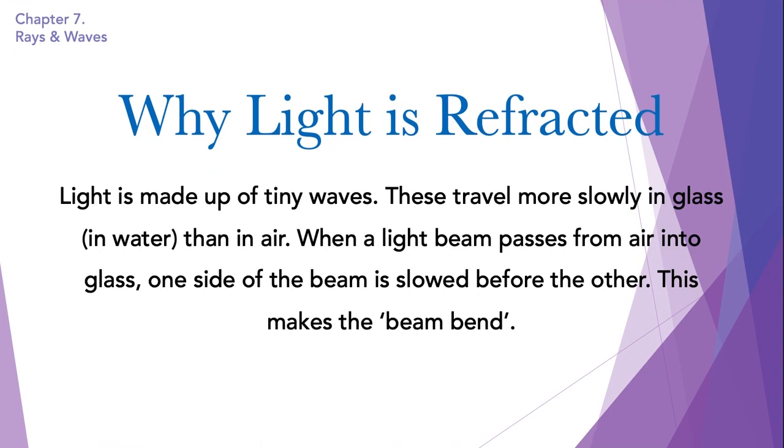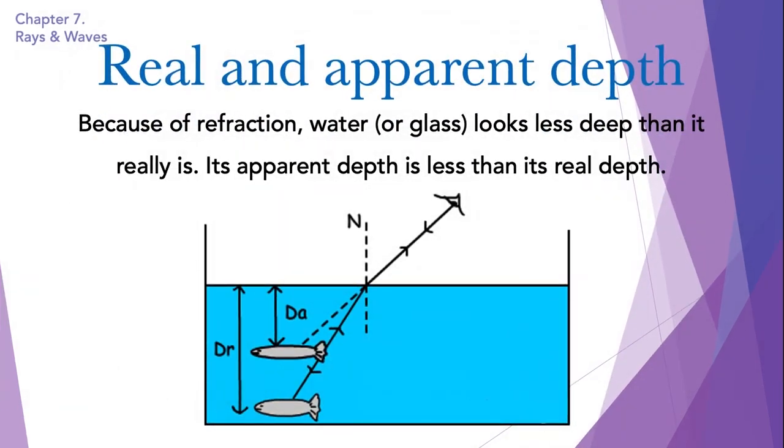It's pretty simple, right? When the light beam passes from air into glass, one side of the beam is slowed down before the other side, and this makes the beam bend. This is how light refracts, and the refraction causes us to see an apparent depth rather than the real depth, because the light gets refracted when it leaves the water surface. So its apparent depth is less than its real depth.